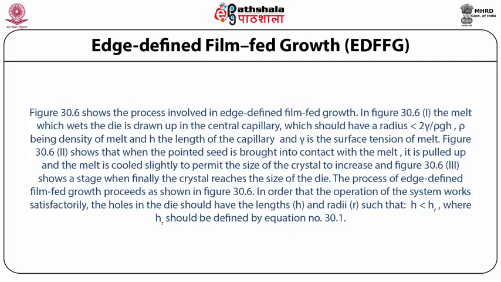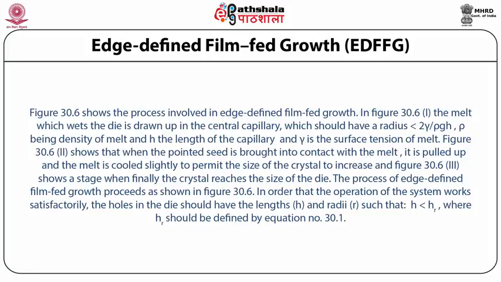Figure 30.6 second shows that when the pointed seed is brought into contact with the melt, it is pulled up and the melt is cooled slightly to permit the size of the crystal to increase, and figure 30.6 third shows a stage when finally the crystal reaches the size of the die. The process of edge-defined film-fed growth proceeds as shown in figure 30.6.